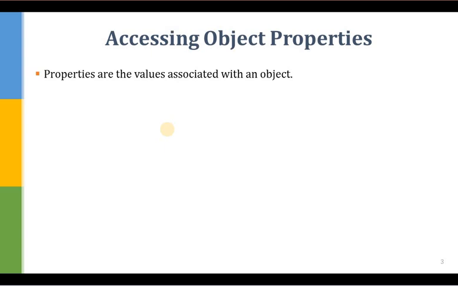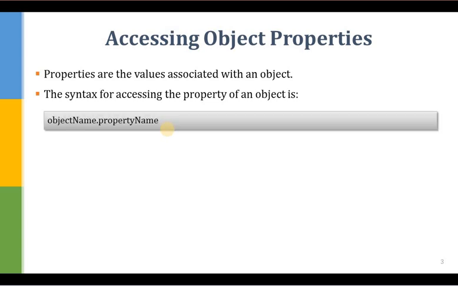Now how can we access these properties? The syntax for accessing the property of an object is: object name dot property name. For example, I have created an object named student, and it has one property, let's say name. So how can I access the value of the property? student.name.